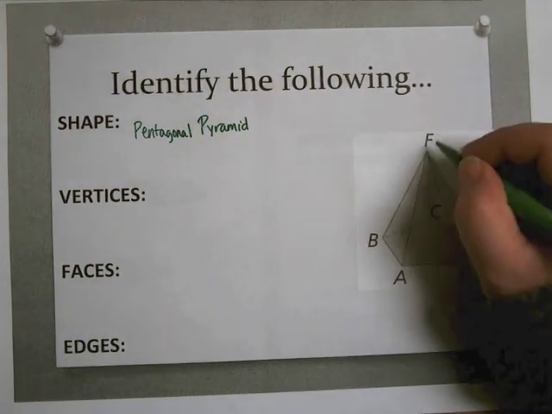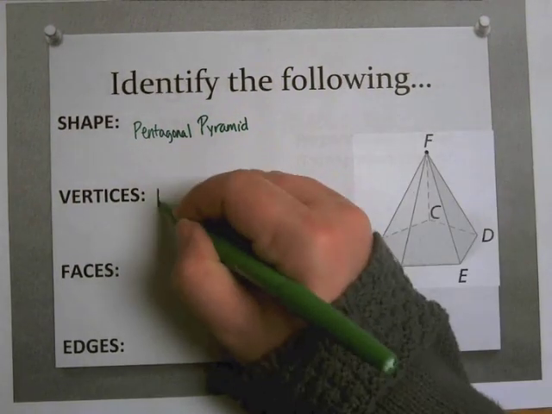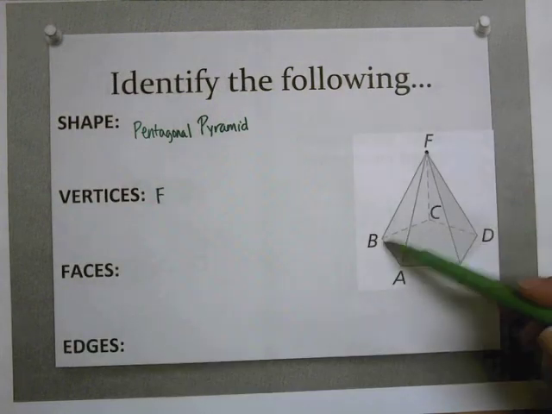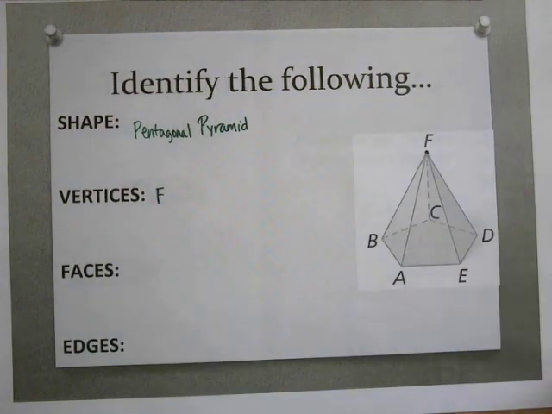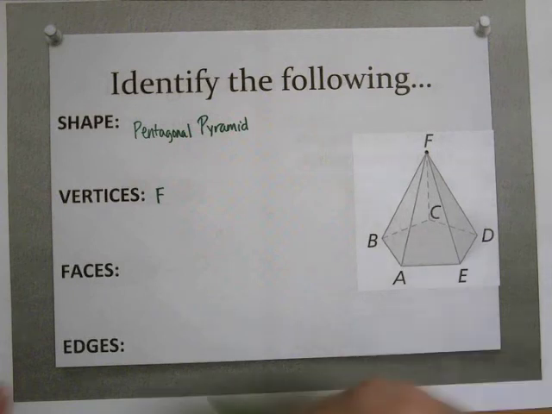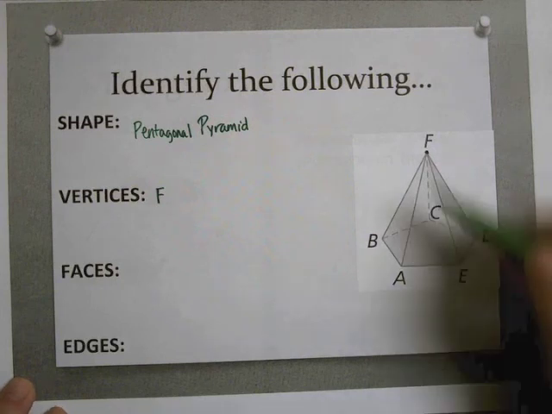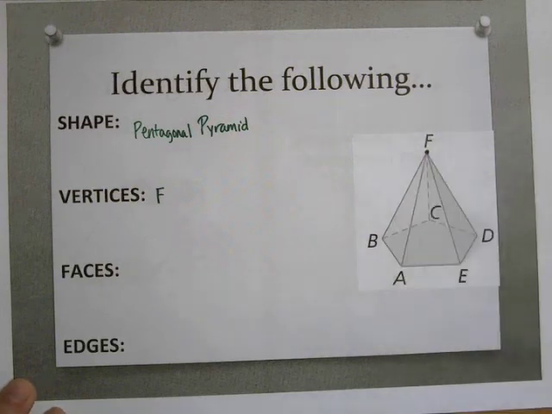Our main vertex is this F, but we also have vertices of B, C, D, E, and A. Anytime we meet where the faces meet, that's called vertices. So F is like our main vertex, and then any of those other ones are included also, but just keep in mind that F is the vertex of the entire pyramid.